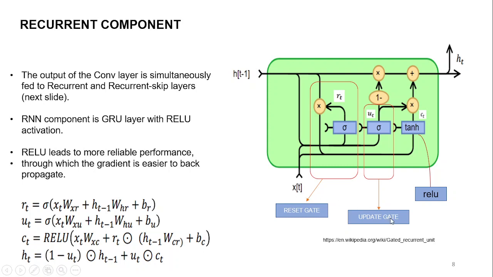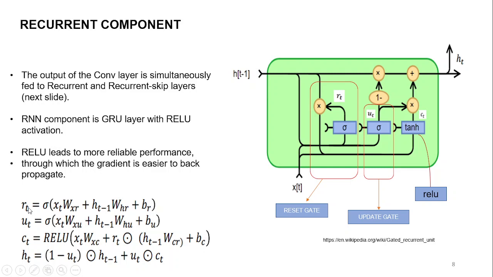The update gate is responsible for long-term memory and determines how much of the previous information from the previous hidden state is to be kept. Due to fewer gates in the GRU model, they usually train faster than the LSTM model due to fewer parameters. Let's see how the operation is carried out.